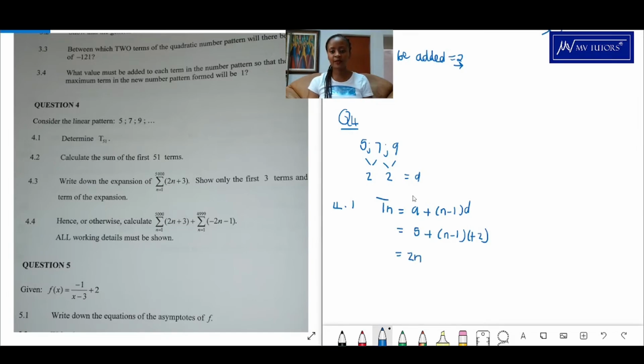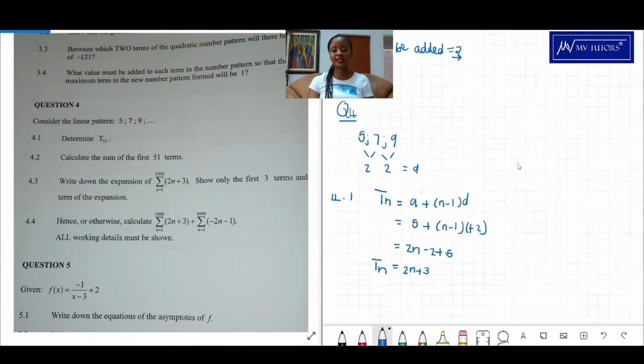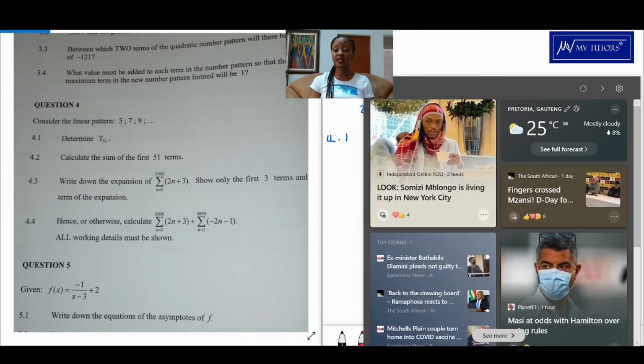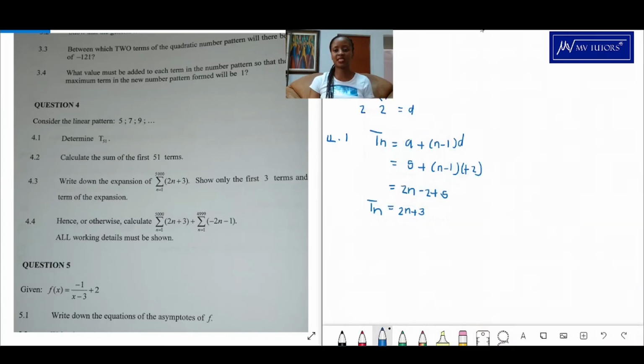Okay, so we have 2n minus 2 plus 5. All right, so our term formula is 2n plus 3. Again, we can test that. Every time you calculate a Tn, please just test if it works. If I substitute 3 there, 2 times 3 would be 6, plus 3 would be 9, and my third term is 9, so this formula works.